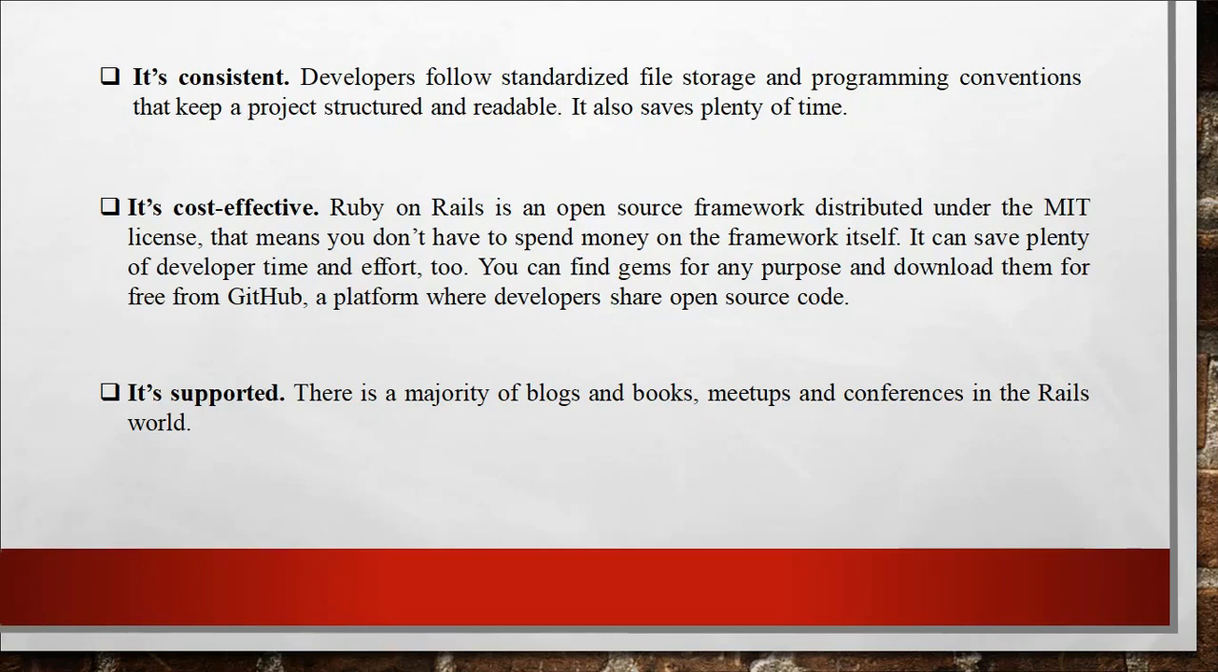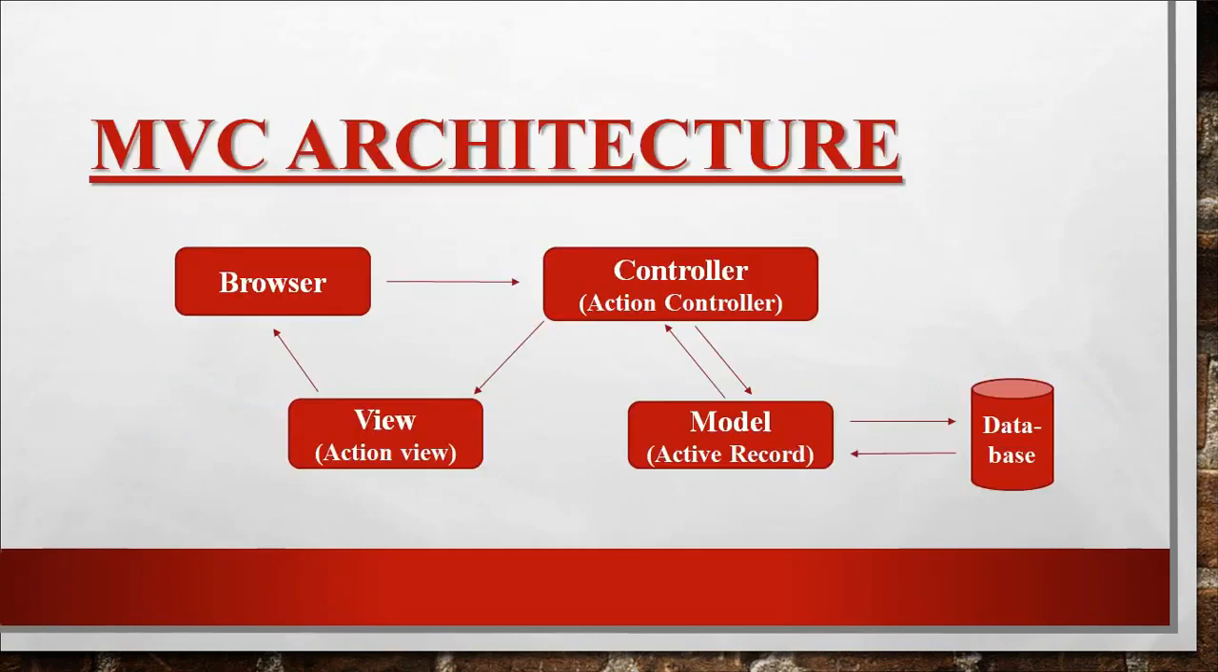And it can save plenty of developer time and effort too, and you can find gems for any purpose and download them for free from GitHub, a platform where developers share open source code. तो GitHub से आप जहाँ पे open source code आपको मिलते हैं वहाँ से you can download Ruby on Rails, and this is very cost effective and you don't have to spend any money. It is an open source framework, and it is well supported: there is a majority of blogs, books, meetups and conferences in the Ruby on Rails world. ये जो है blogs हैं, books हैं, ये सारी चीज़ें Ruby on Rails platform पे आपको मिलेंगी. So these are the benefits of Ruby on Rails.